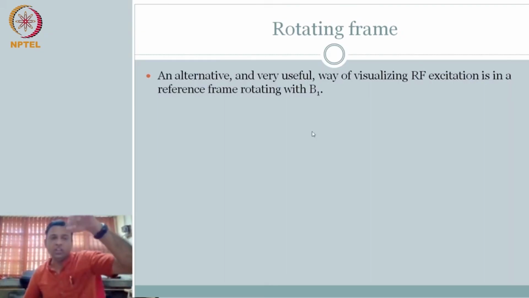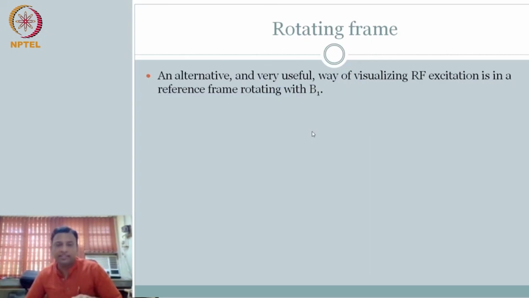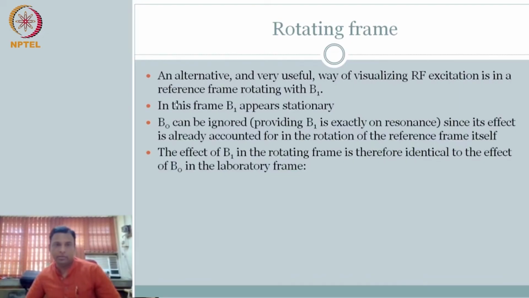If you are going to sit on the reference frame, or in this case, the rotating magnetic field that you are going to apply, then you are moving with the magnetization vector. So in this frame, B1 appears stationary. B0 can be ignored because B1 is already at the same Larmor frequency. So that effect is not an issue. The effect of B1 is therefore identical to the effect of whatever we covered right now. If you sit on it, that will be the effect that you will see.